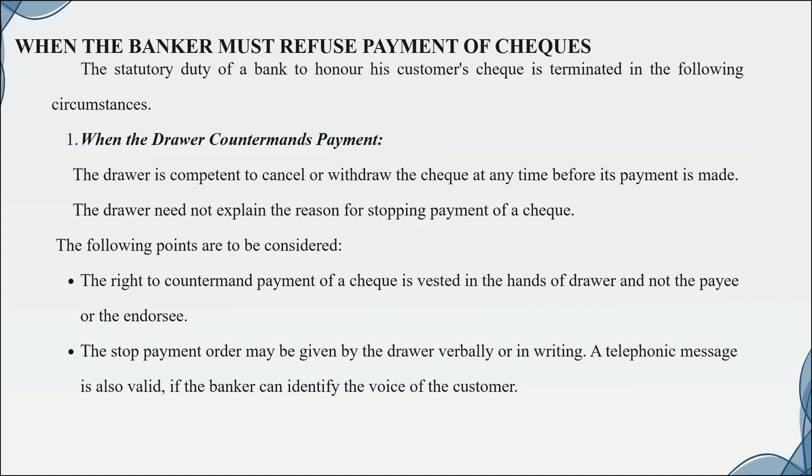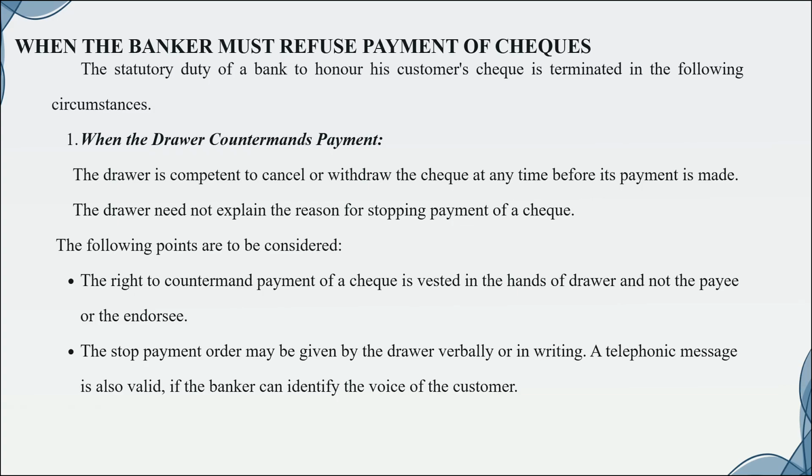Next, we shall discuss when the banker may refuse the payment of their customer's check. Now we shall see what are the statutory duties of a paying banker regarding the payment of checks. First one is when the drawer countermands payment. The drawer is competent to cancel or withdraw the check at any time before it is paid. The drawer need not explain the reason for stopping the payment of check.